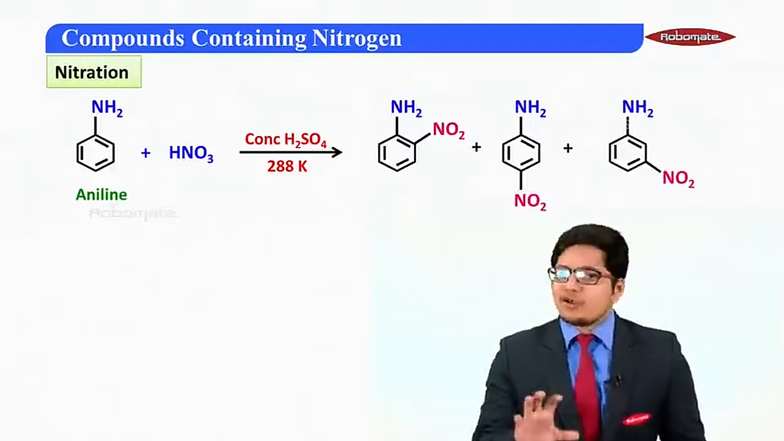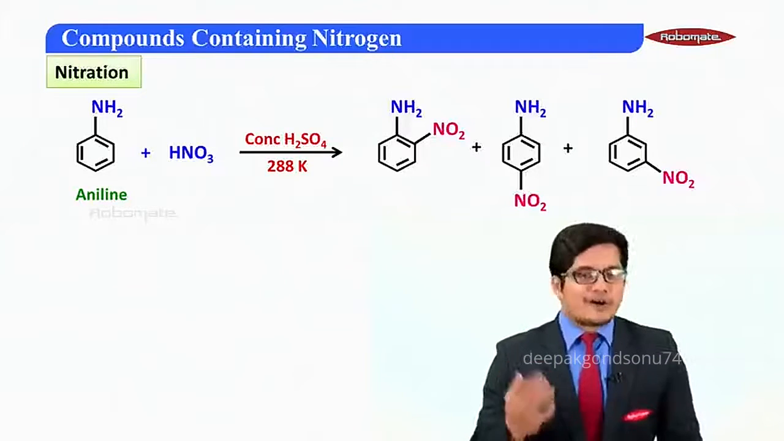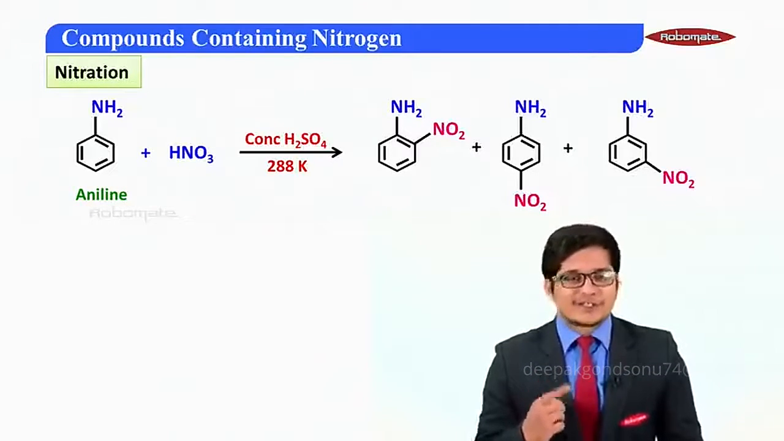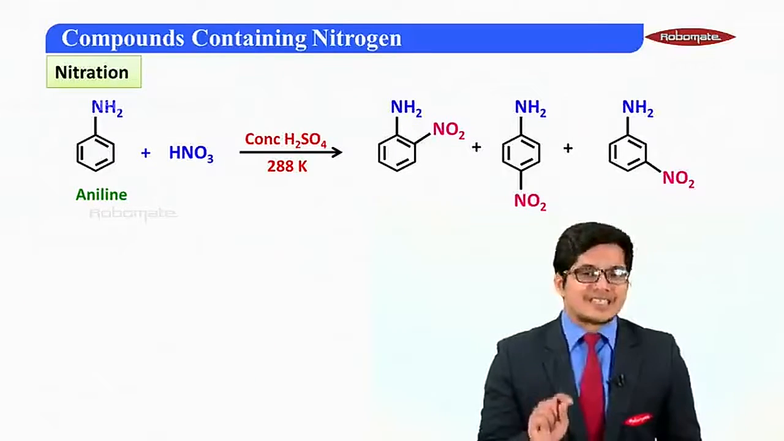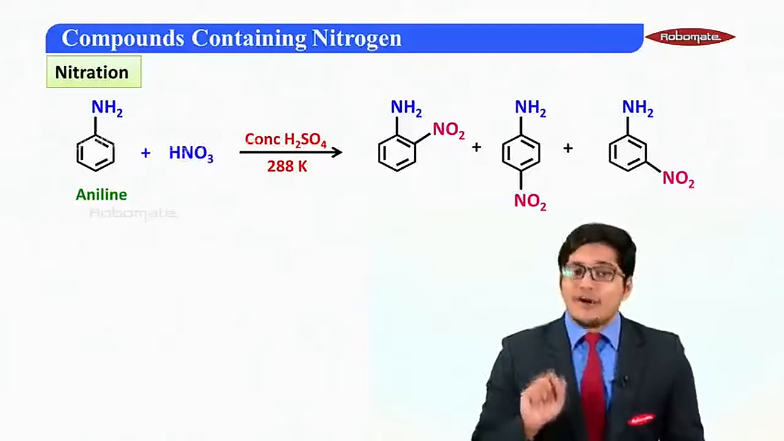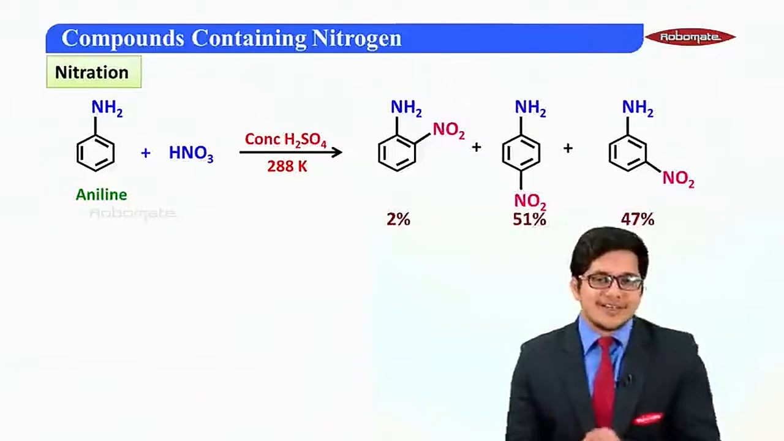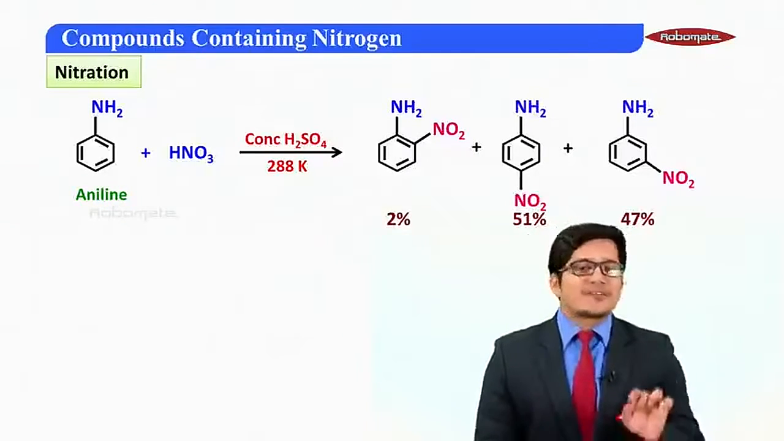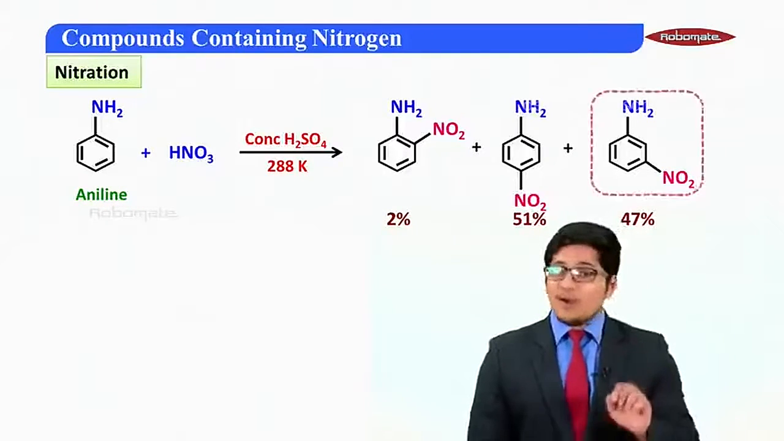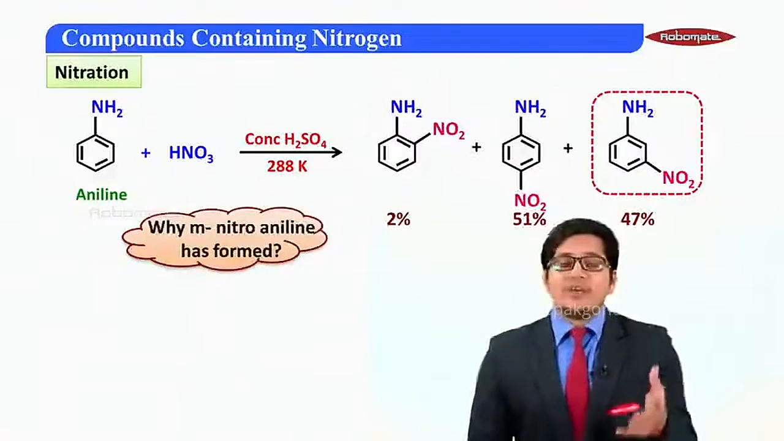meta-nitroaniline. Now, who should be the maximum? It should be para and ortho. And who should be minimum? It should be meta. But a case reverse than this is happening over here. Let's see. Ortho we obtain in the concentration ratio of only 2%, whereas para is 51 and meta is 47. Now, what is the reason why meta is so very huge in concentration?